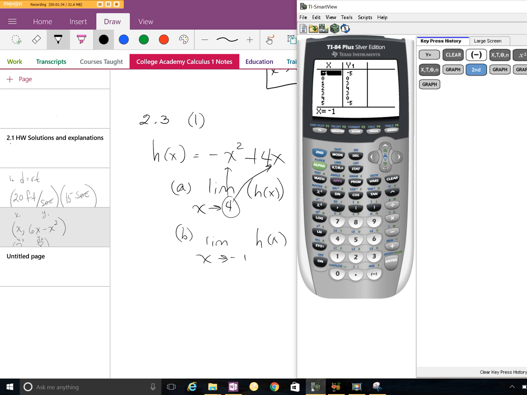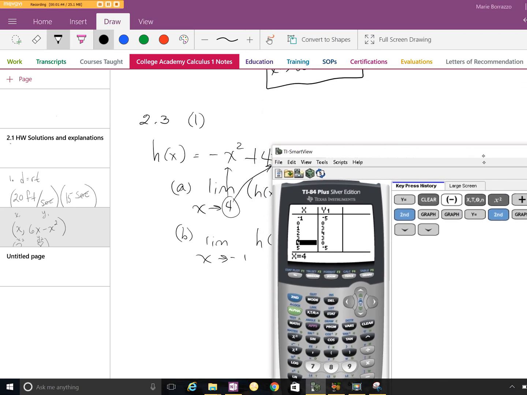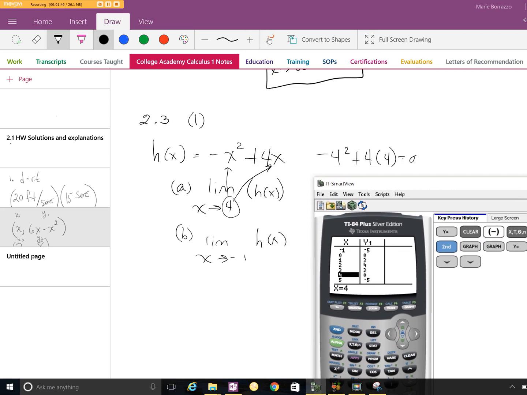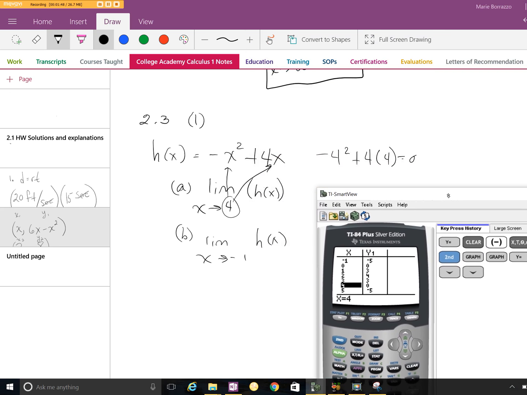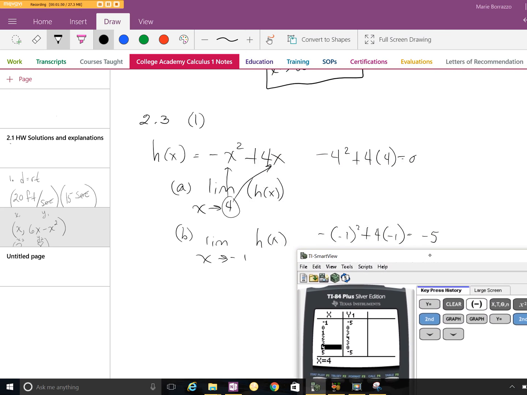And if I scroll down further, you see where x is 4, y is 0. And so in both of these cases we've proven, I'll just bring this down so you can see it, we've proven using both substitution and the calculator to verify that these are the values that we obtain.